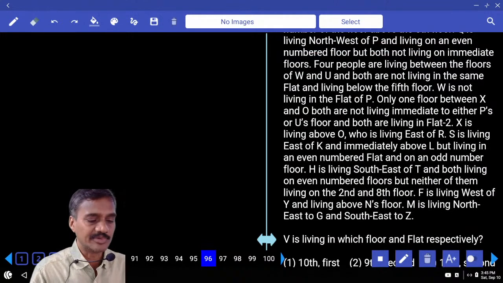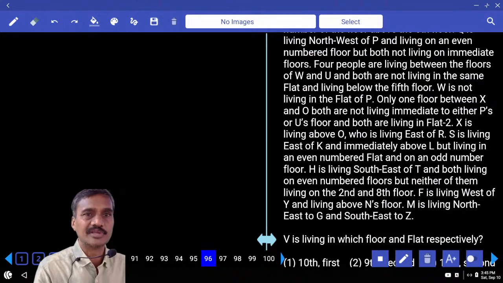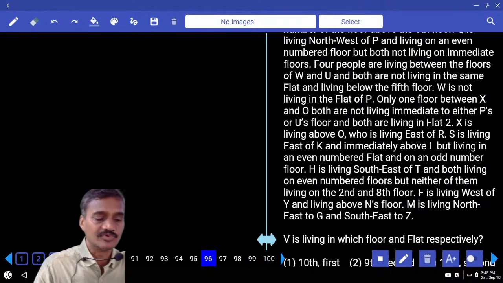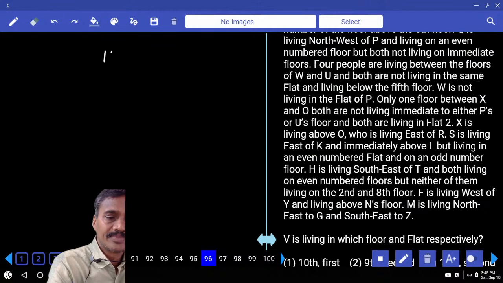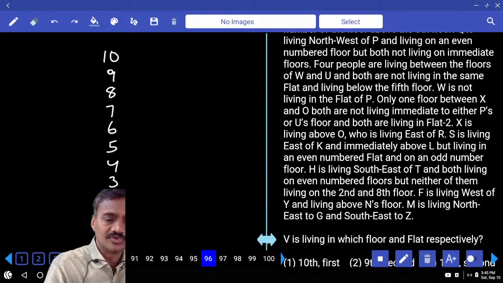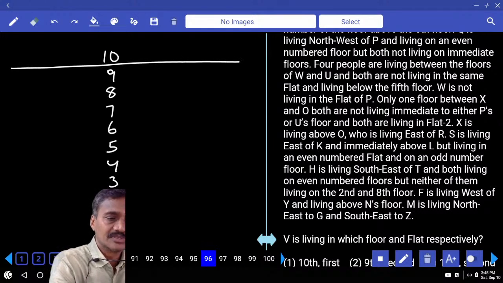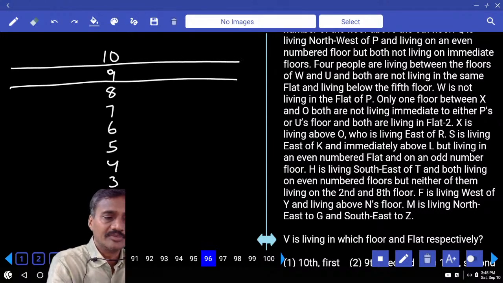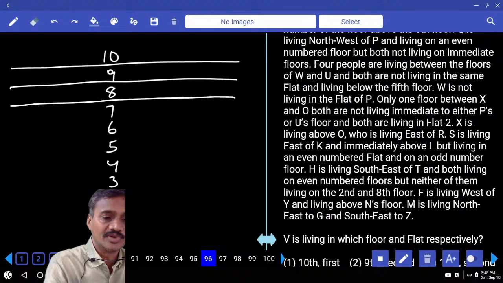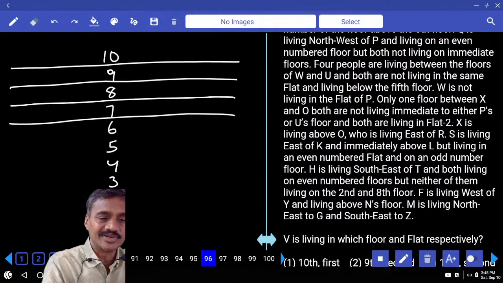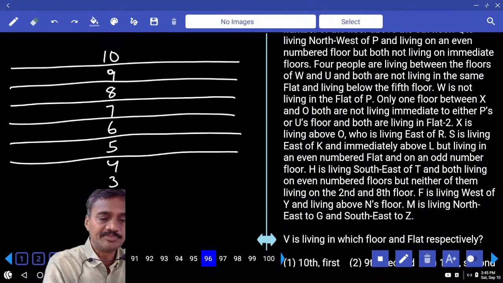Then coming back to 96 to 100. Now tell me how many floors we have? 10 floors. Now 10 floors, and each floor is having how many flats? All together we have some 10 floors, isn't it? And in each floor, how many flats? There are 2 flats. All together there are some 20 flats in this building, and 20 people are staying in it.